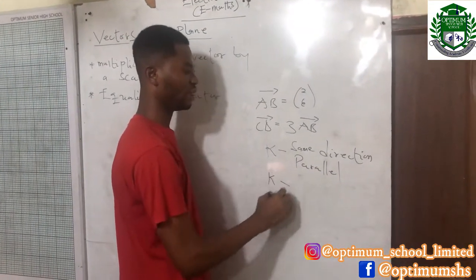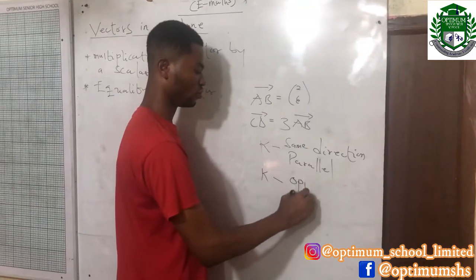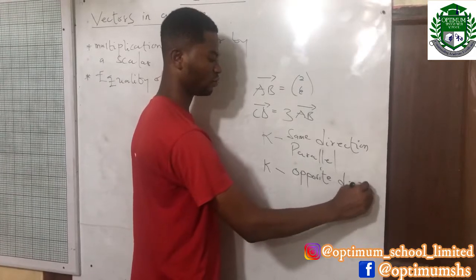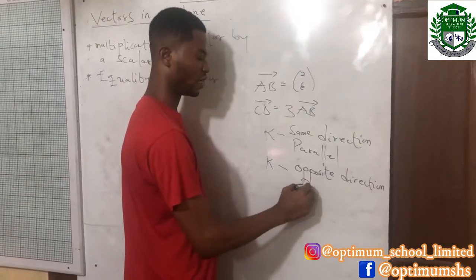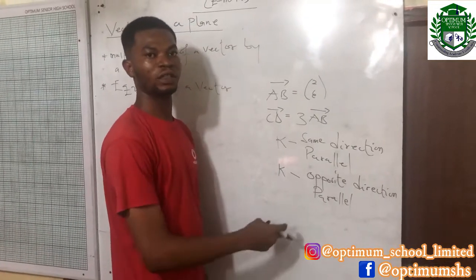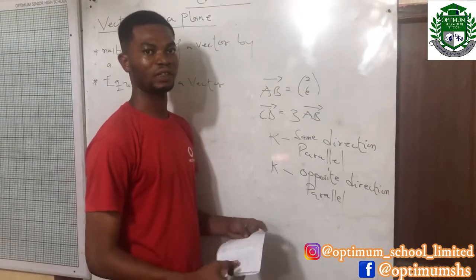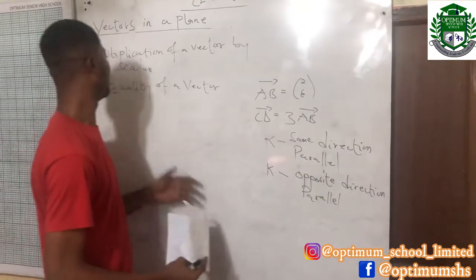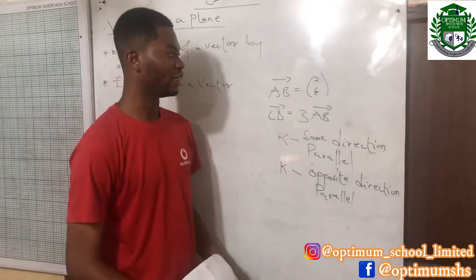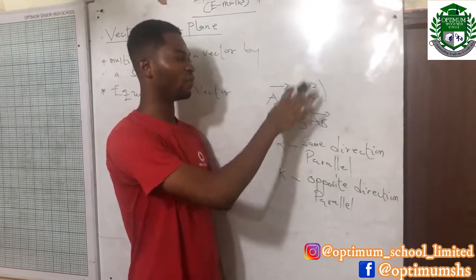And when k is negative, it means they are in opposite direction, but they are also parallel. So the scalar here can tell you some properties of the vectors. In multiplication of a vector by a scalar, you just have to multiply the scalar by each of the various components.